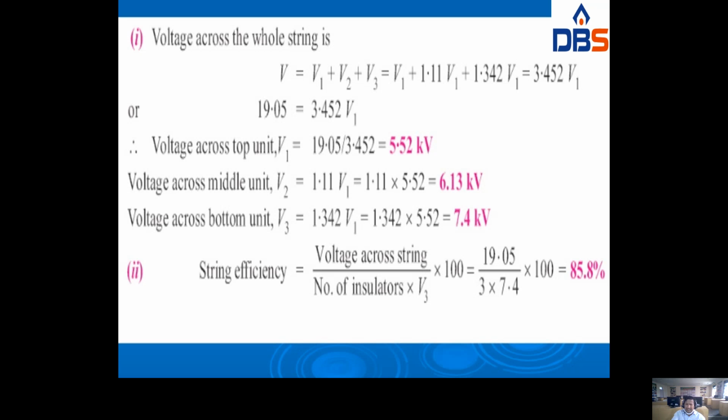And the last one, string efficiency. String efficiency is equal to the voltage across the string divided by the number of insulators multiplied by the voltage across the disc nearer to the conductor, that is V3. Voltage across the string is 19.05, divided by number of insulators 3 into V3 value 7.4, into 100, that is 85.8%. So string efficiency is 85.8%. Like that, we have to calculate the voltage across each unit and also the string efficiency.